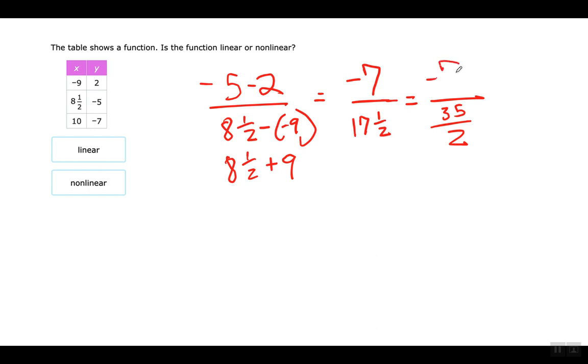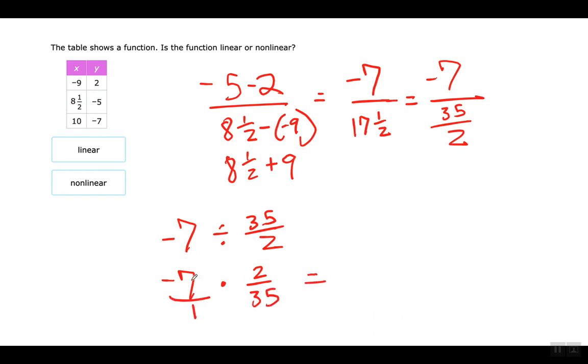On the top I got negative 7. So negative 7 divided by 35 over 2. I'm going to change the division to multiplication and flip the second fraction upside down. And let's make the negative 7 a fraction by putting a 1 on the bottom. So this is going to give me negative 14 over 35. Now to simplify, divide the top and the bottom by 7.